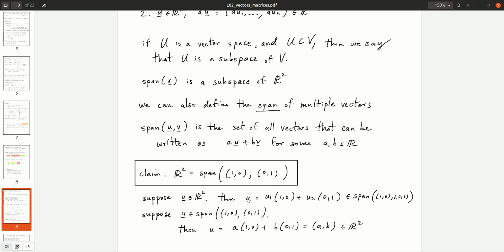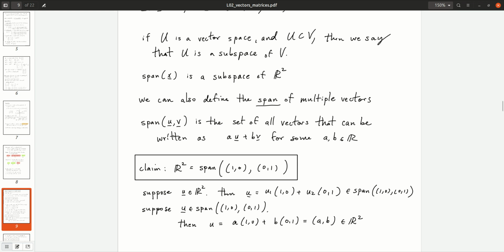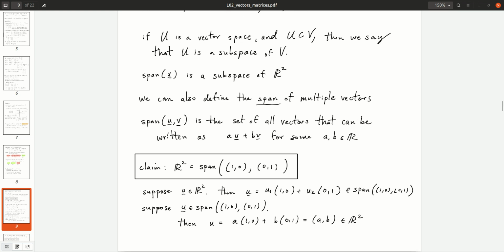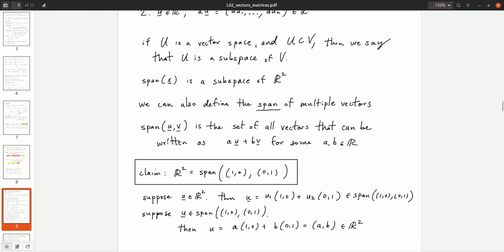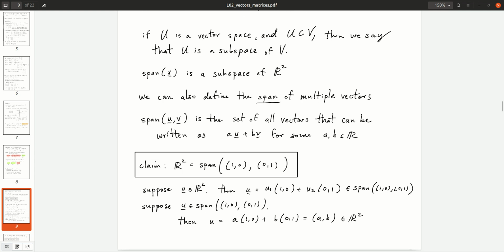So again, think about a set as a rule for deciding whether something is or is not in the set. So let's look at one example for a span of multiple vectors. I'm going to claim that R2, the set of all vectors of real numbers of length 2, of dimension 2.